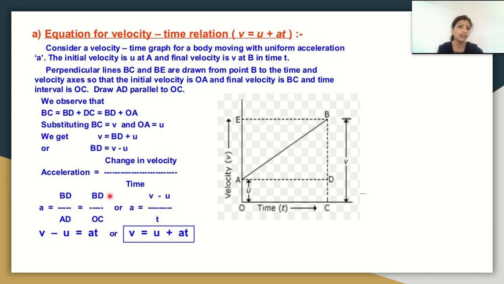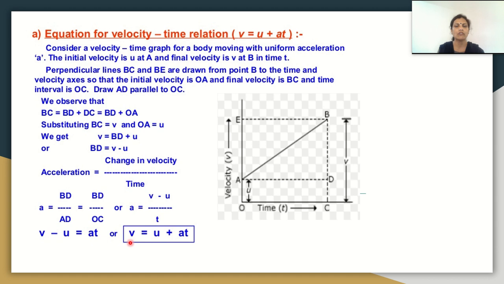But you have already calculated the value of BD, and what is that? It is V minus U. Substitute the values. So we are getting a is equal to V minus U upon t. Shift t towards the left side. We are getting at is equal to V minus U. Rearrange the terms. What are we getting? We are getting V is equal to U plus at. And children, this is the first equation of motion, right?